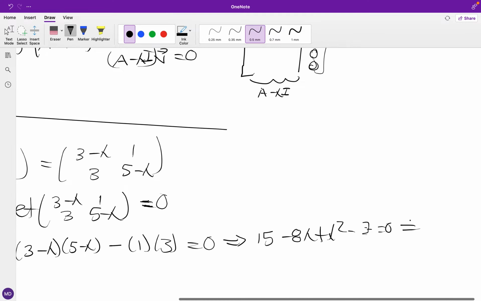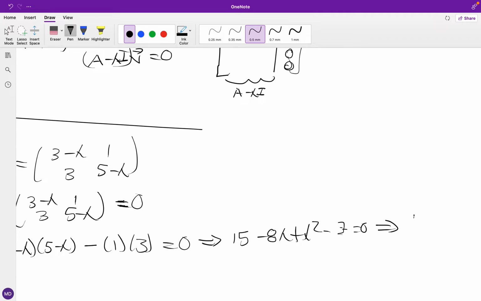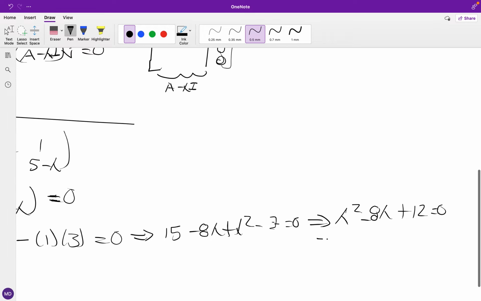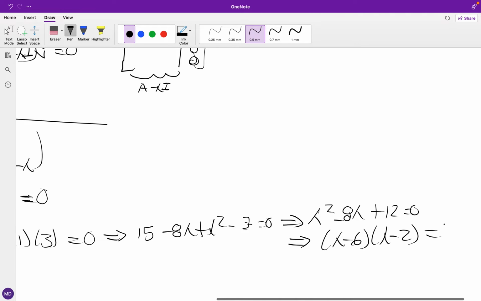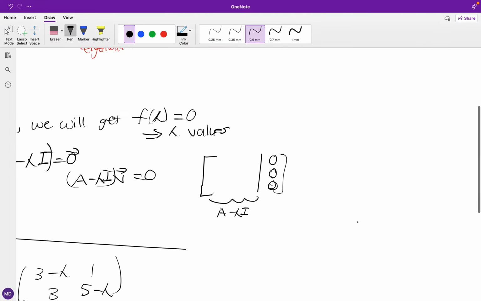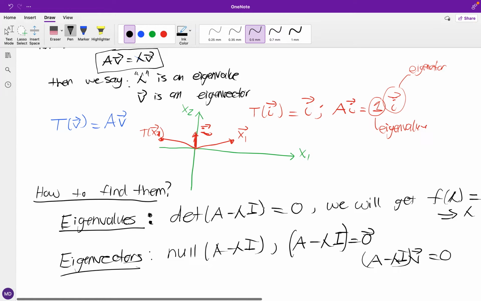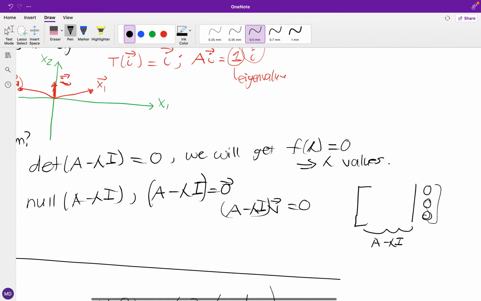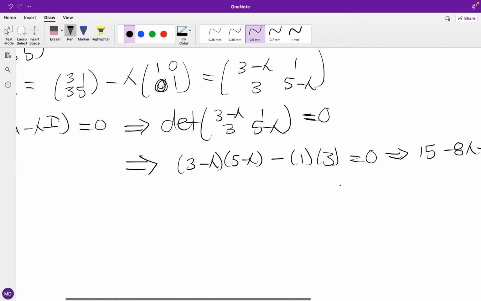Doing some math here, we get lambda squared minus 8 lambda plus 12 equals 0. And we can then factor into lambda minus 6, lambda minus 2 equals 0. And so therefore, lambda 1 equals 6, and lambda 2 equals 2. These are the lambda values that would make this equal to 0. So that is what we mean by solve for the determinant of A minus lambda I, set it equal to 0. We get a function of lambda, and we just solve for the lambda values. Okay, so those are the two lambda values.